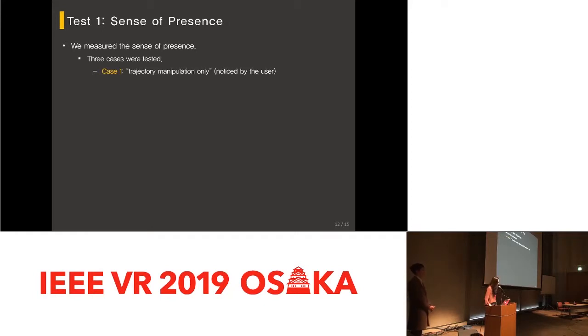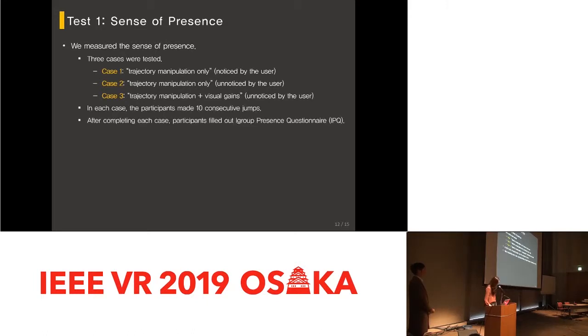3 cases were tested. For case 1, the trajectory was manipulated, but the manipulation was done over the acceleration threshold, so it may be noticeable by the users. In case 2, the trajectory manipulation was done within the acceleration threshold, so it may not be noticed by the users. Lastly, for case 3, the trajectory manipulation was within the acceleration threshold, and furthermore, we applied natural visual gains, and both were not noticeable by the user. In each case, participants made 5 consecutive jumps, and after they completed each case, they filled out a presence questionnaire.